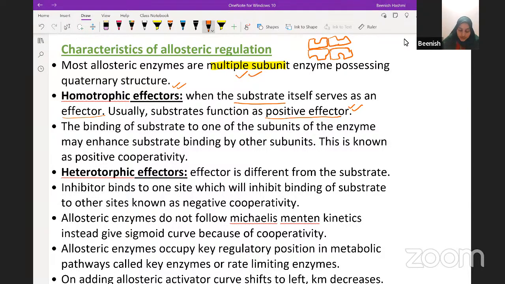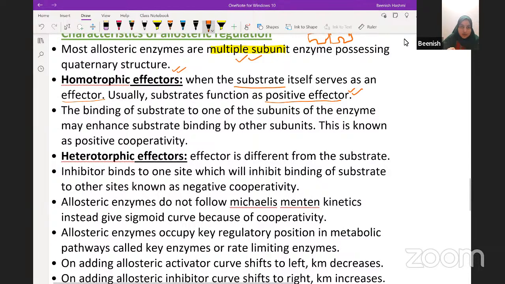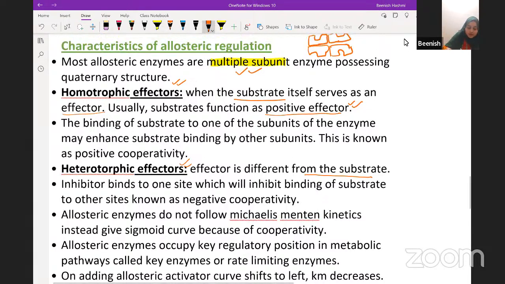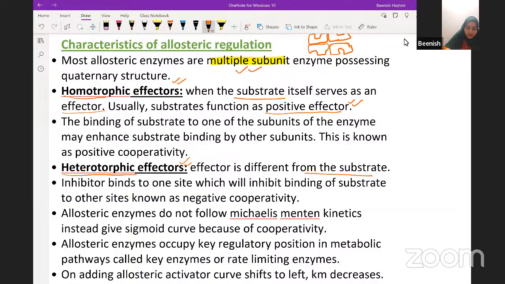And what is a heterotrophic effector? An effector which is different from the substrate. So in this case, your effector is not the substrate, it is some other compound or substance, like an inhibitor. So that was about the heterotrophic effector and the homotrophic effector. Homo means same, hetero means different. So when your substrate in itself is acting as an effector, and usually a positive effector, it is a homotrophic effector. And heterotrophic, the effector is not the substrate, it is some other molecule.